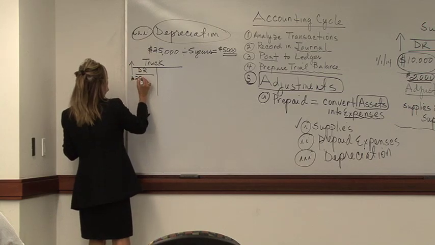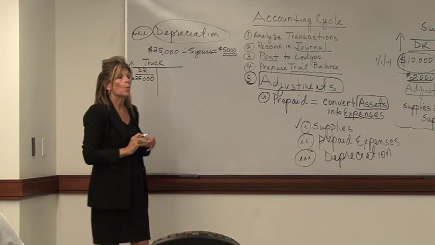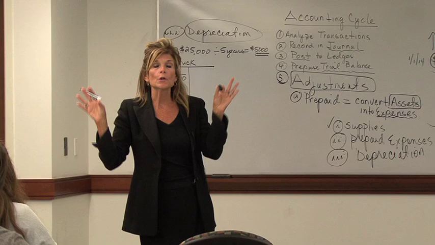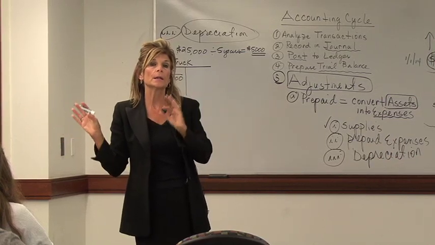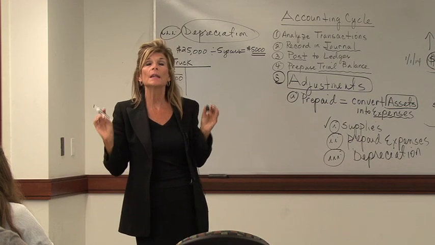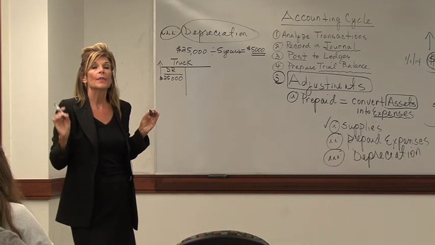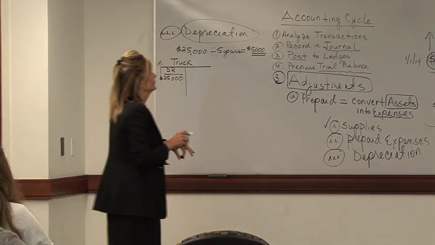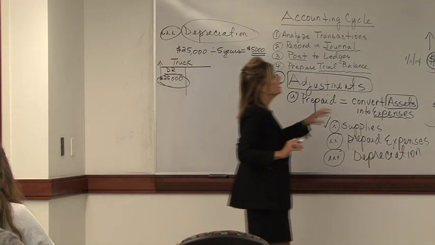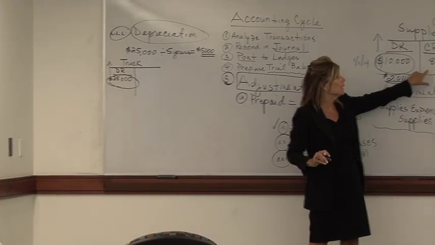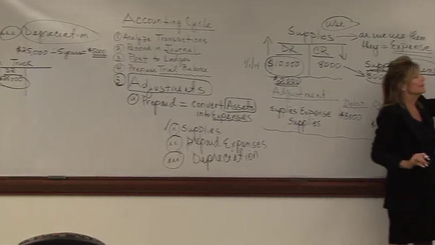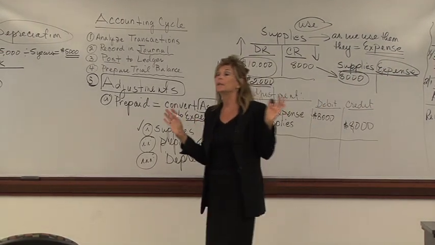And when we initially purchased that asset, we would record that $25,000. Now, long-term assets, property, plant, and equipment, always remain on our books, in our ledgers, at what we call their historical cost. So we're going to leave the truck on the books at $25,000. Unlike what we did with supplies. With supplies, we reduced that asset, and with prepaid rent, we reduced the asset. We're not going to do that here.